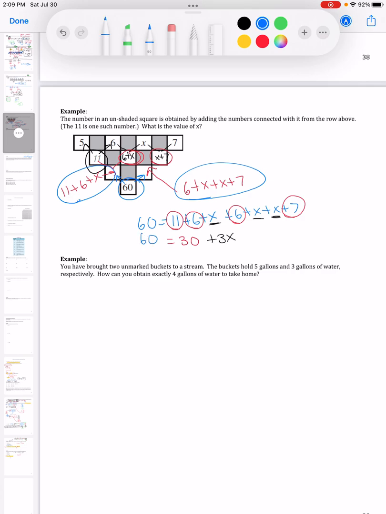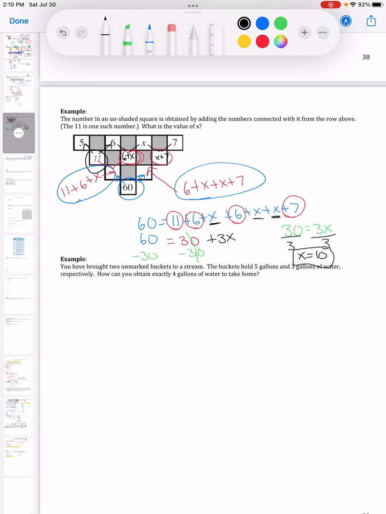And now I'm going to solve for x. I know that's not everybody's favorite thing. So doing some algebra here, I'm going to divide by 3, and I'm going to get x equals 10. All right, on to the next one.